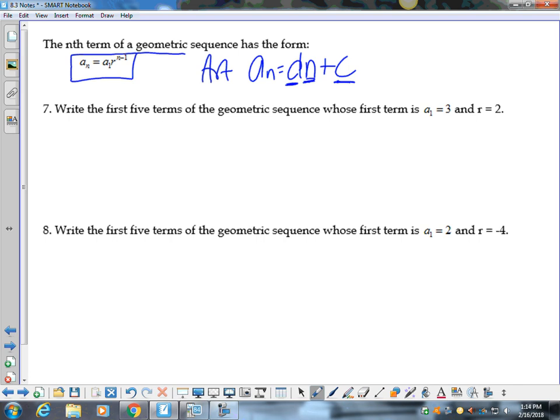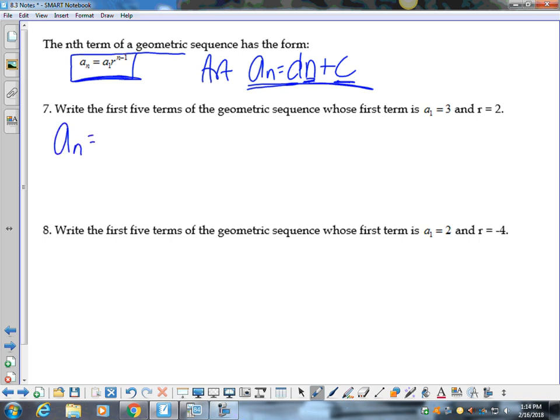If I give you a rule and it looks linear, odds are it's arithmetic. If I give you a rule and it looks exponential, now remember, exponential does not just mean it has a power, it means it has a variable in the power, then odds are it's going to be geometric. So write the first 5 terms of the geometric sequence whose first term, a sub 1, is 3, and whose common ratio, r, is 2.